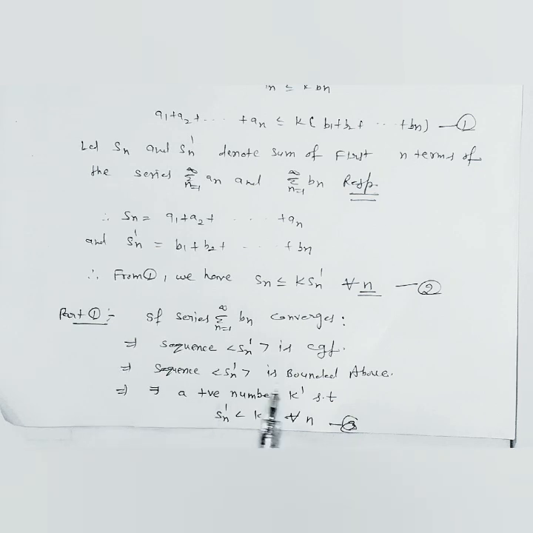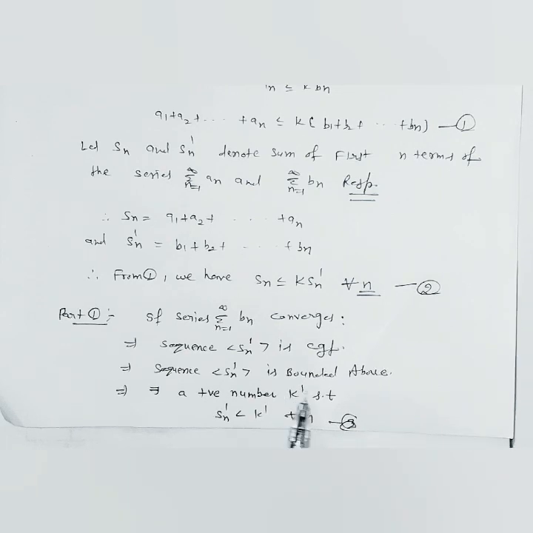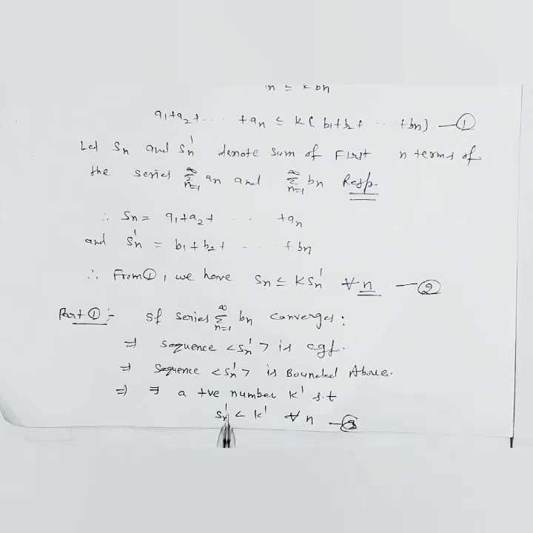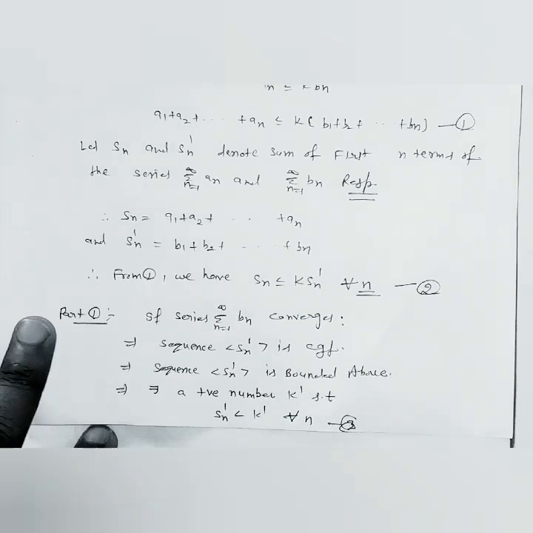So by the definition of bounded above, there exists a positive real number k dash such that Sn dash is less than or equal to k dash for all n, and every term of that sequence is smaller than some real number.